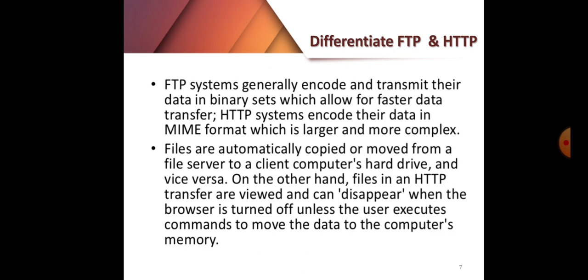And the other difference between FTP and HTTP is that any communication performed with the help of FTP is more secure because it is in encoded form. Mostly it is in binary form, which allows for faster data transfer. But the encoded data sent with the help of HTTP is in MIME format. MIME stands for Multipurpose Internet Mail Extension. So the file size is larger and it is more complex for processing.